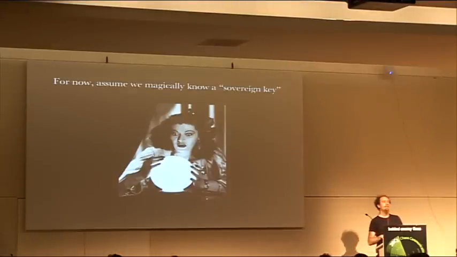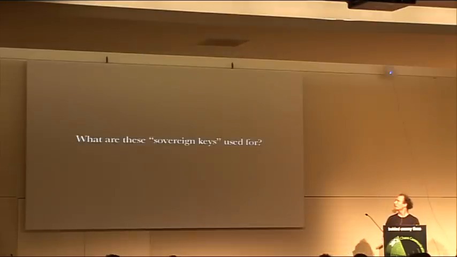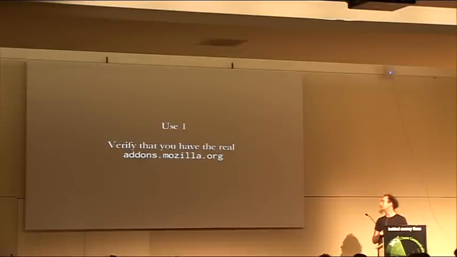But to explain how this works, let's just start by imagining that somehow, magically, you look into a crystal ball and you know a sovereign key for the name that you're trying to look up. What do you use them for? Use one: you're connecting to addons.mozilla.org to install some code on your machine into your browser.